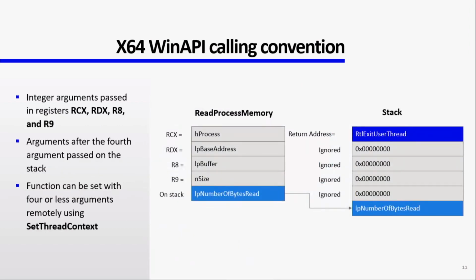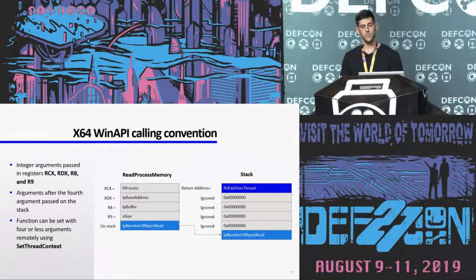Now the x64 calling convention. In the x64 calling convention, the parameters are passed in registers: RCX, RDX, R8, and R9. We can pass these 4 arguments to a function, and then when we execute it, the function is going to use those arguments. Arguments after the 4th parameter are passed on the stack. If you look at this diagram, you can see that if we call ReadProcessMemory, RCX is going to be hProcess, RDX is going to be lpBaseAddress, R8 is going to be lpBuffer, R9 is going to be nSize, and then lpNumberOfBytesRead is going to be on the stack.